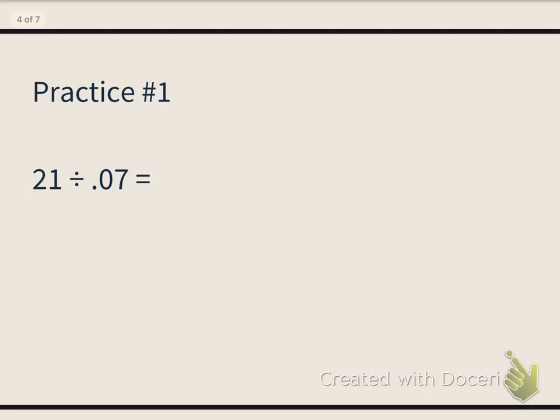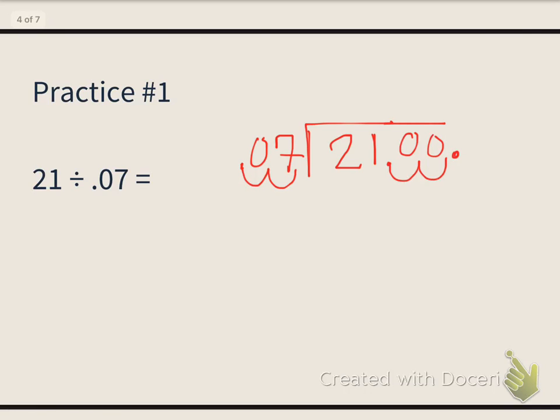So 21 divided by 0.07. They are the same sign, so it's going to be positive. Remember that a decimal can't be on the outside of the division sign. So we need to move the decimal place over 2, which means we also need to move this decimal place over 2 and fill with zeros. So there's going to be our decimal in our answer.